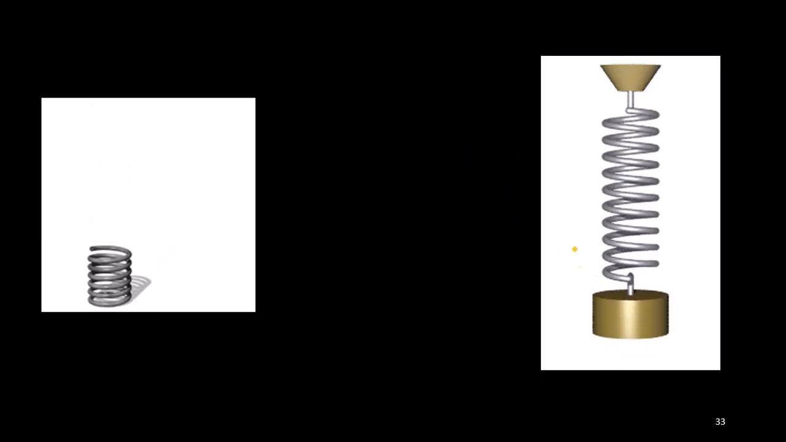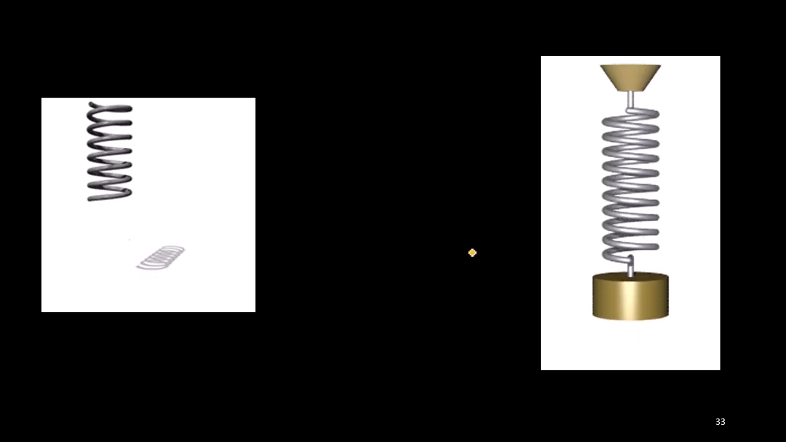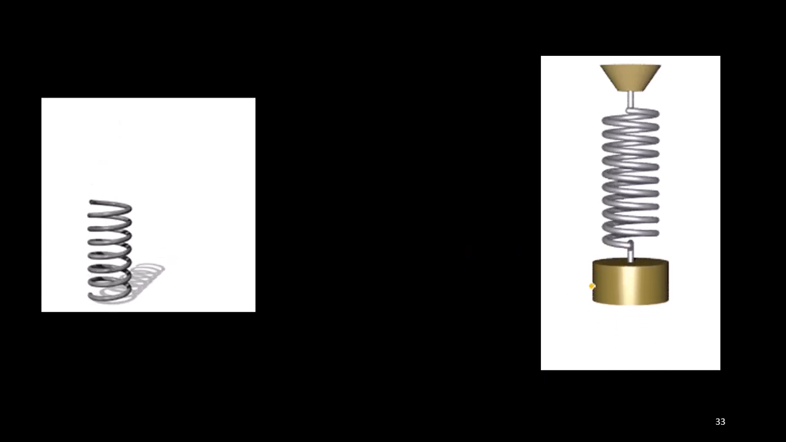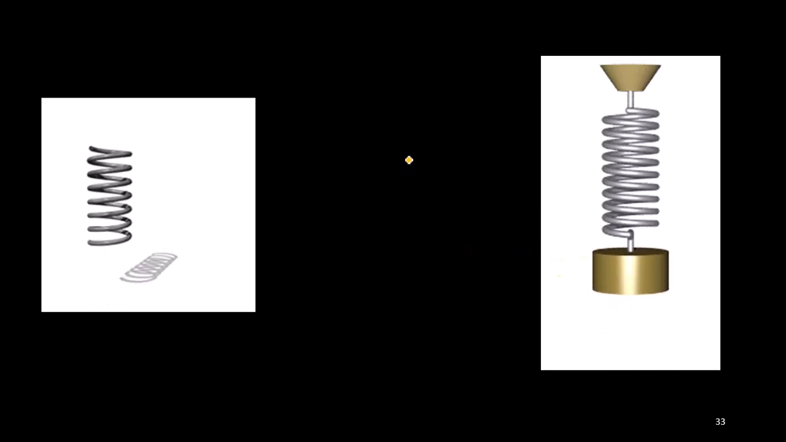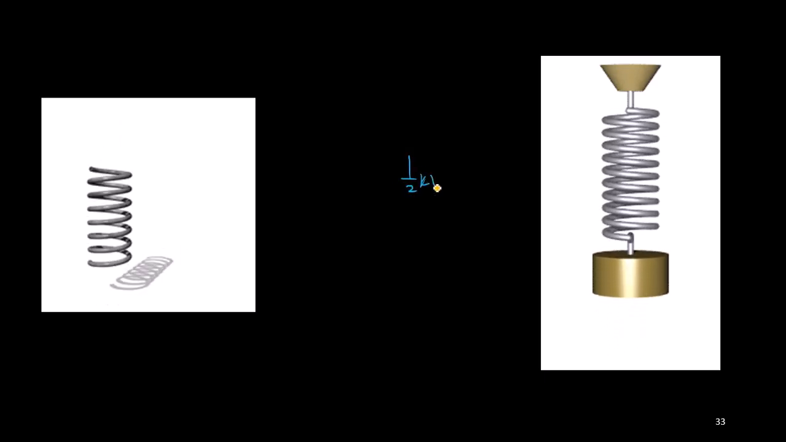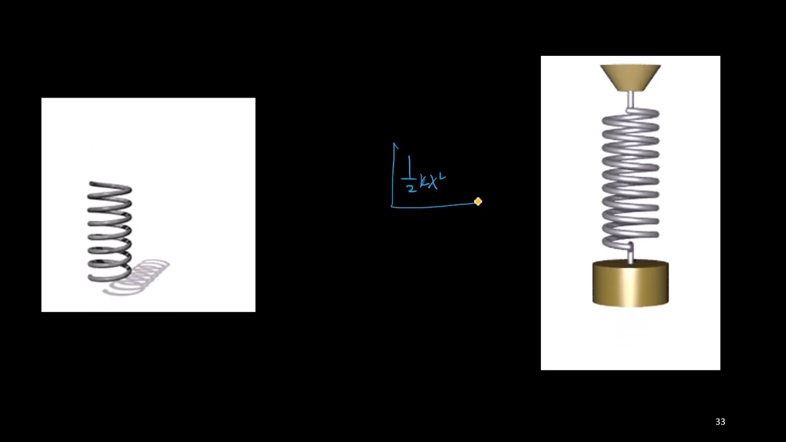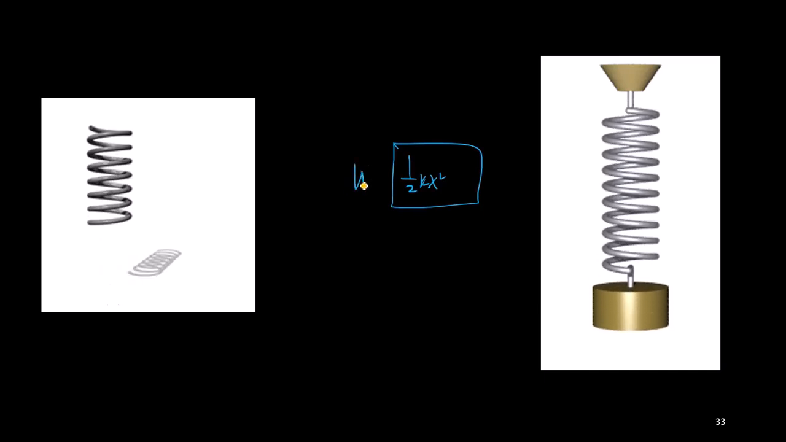Okay. So this way, there are different arrangements of the spring. Once I say the spring is there, there is a spring potential energy that is half k x square. The spring has a potential energy of half k x square, U for the spring.